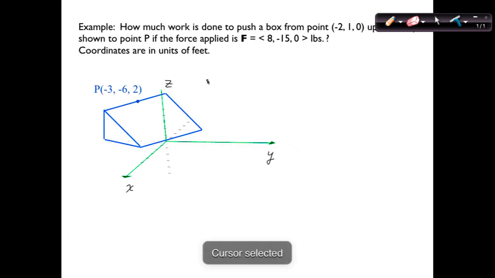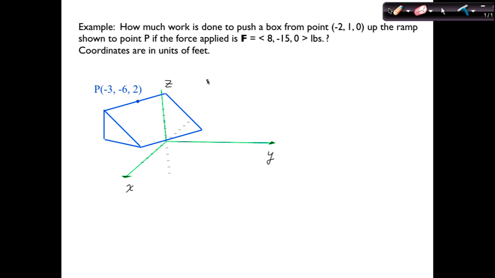Okay, let's try another one. How much work is done to push a box from the point -2, 1, 0? So let's find that point. -2, 1, 0 is about here. I want to push the box up the ramp to the point P if the force applied is 8, -15, 0.